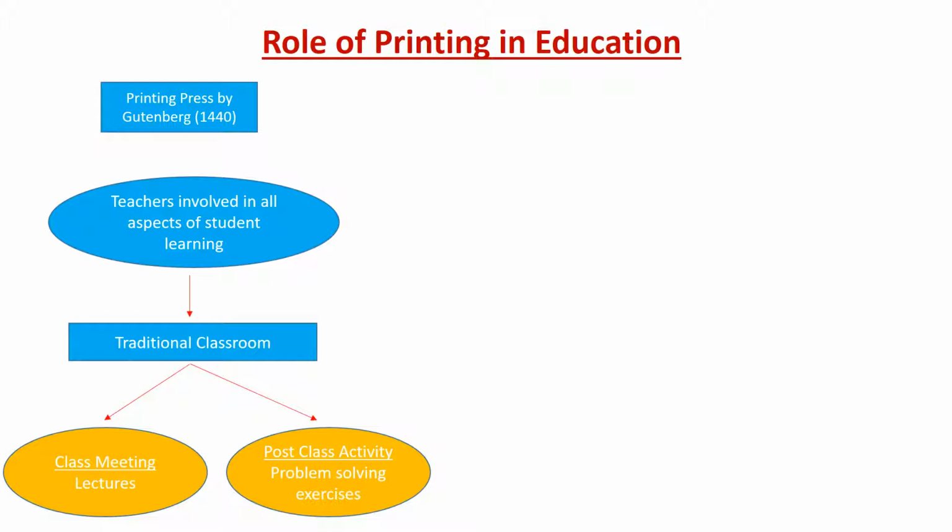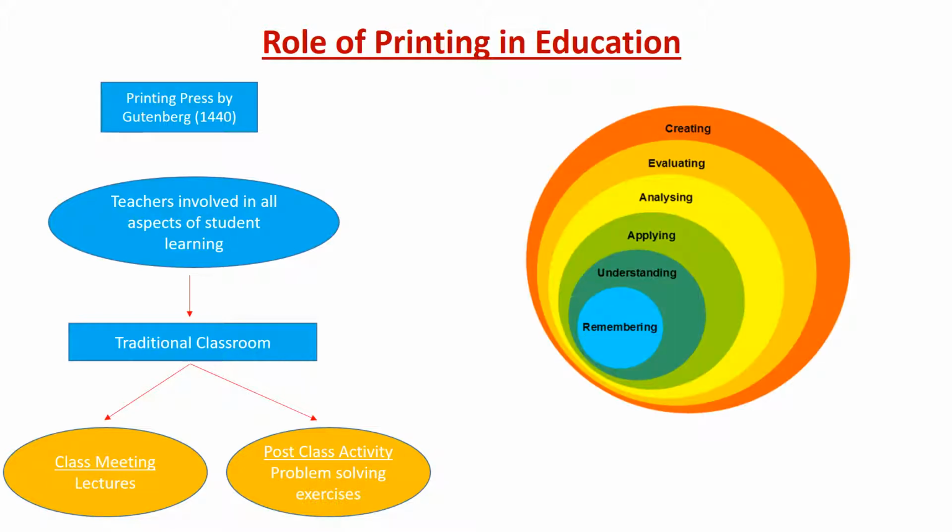Now, in the last 50 to 60 years, there has been a lot of research in the field of cognitive psychology, particularly on the different levels of student learning, and this diagram represents that. Remembering and understanding are considered to be the lower forms of student learning. Evaluating and creating is considered to be a higher form of student learning.